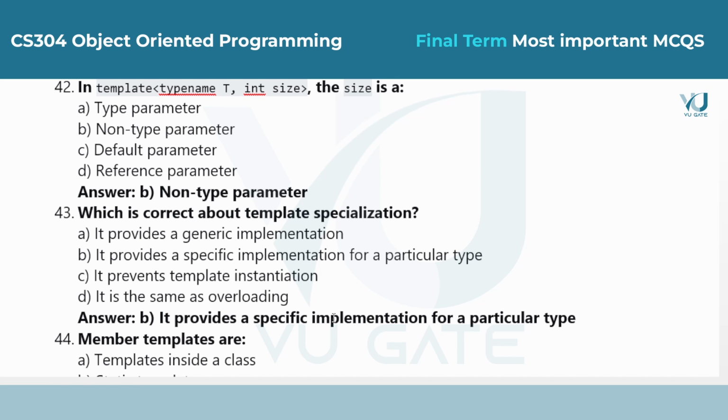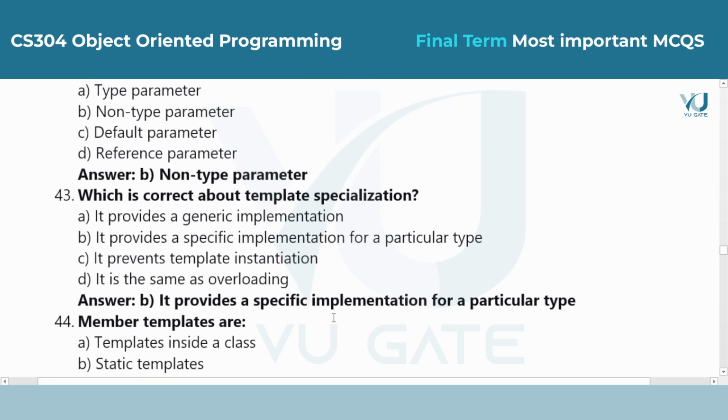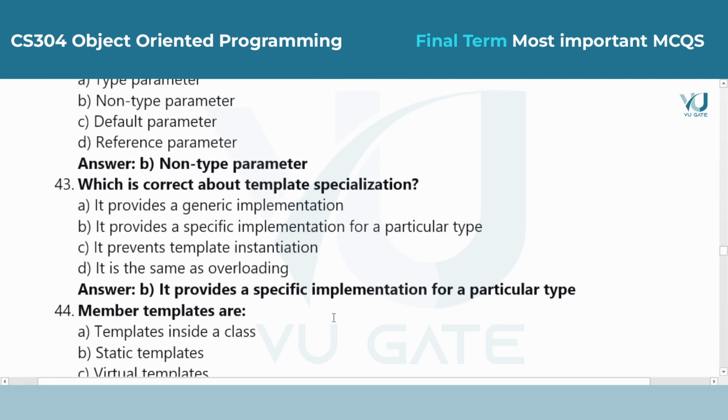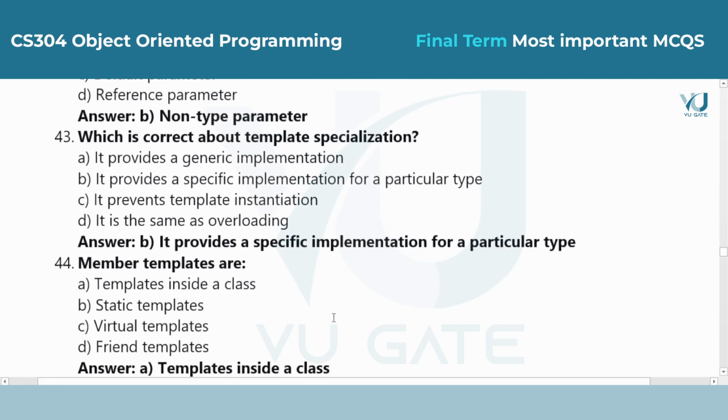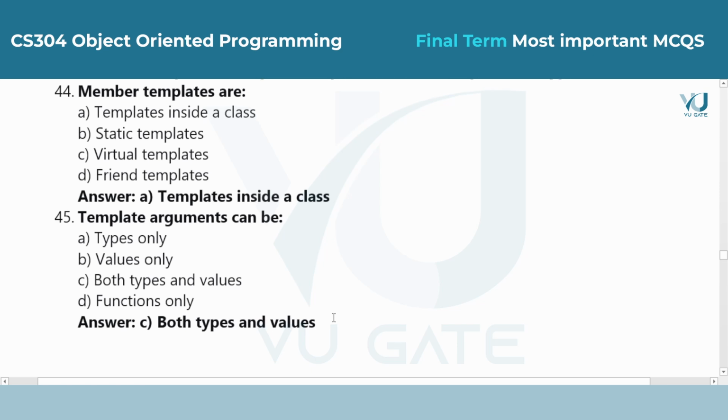Q43. Which is correct about template specialization? Answer: B. It provides a specific implementation for a particular type. Explanation. Specialization is used when the generic logic doesn't work for a specific type, like char*, so we write a custom version just for that type. Q44. Member templates are. Answer: A. Templates inside a class. Explanation.